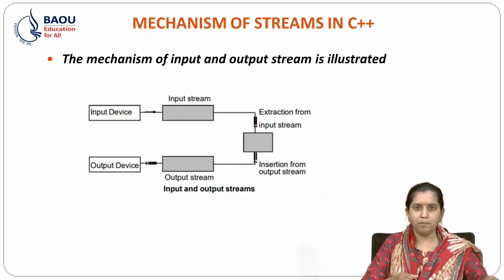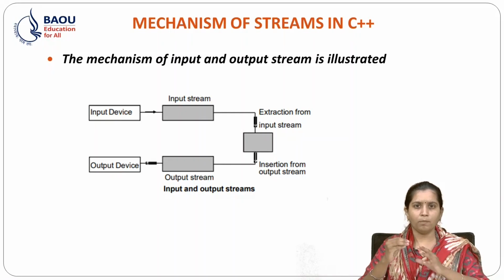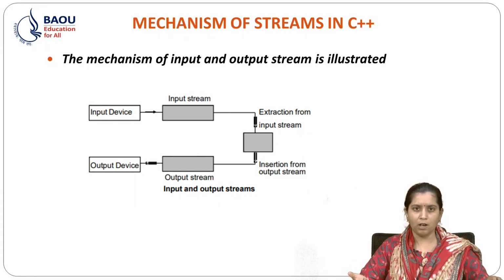The input stream pulls the data from the keyboard or storage devices such as hard disk, floppy disk, etc. The data present in the output stream is passed on to the output devices such as monitor, printer, etc. So the stream acts as an intermediary or interface between the input-output device and the user.